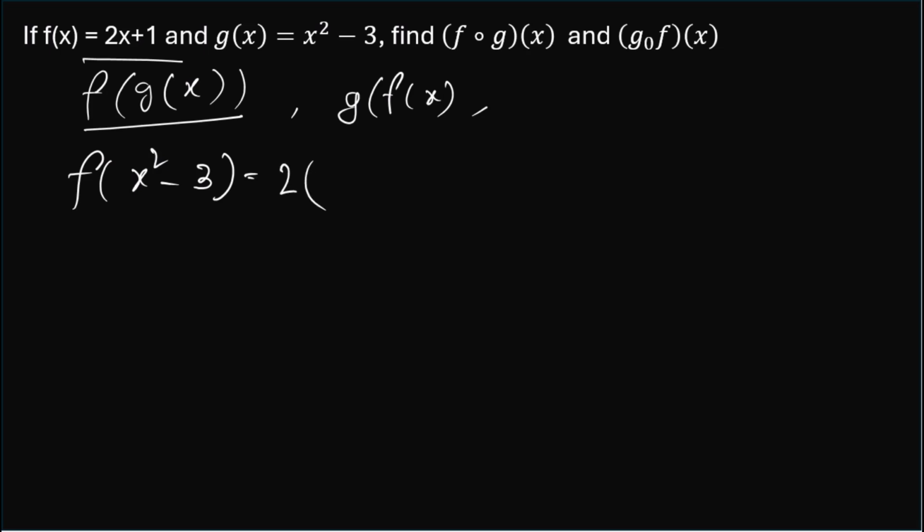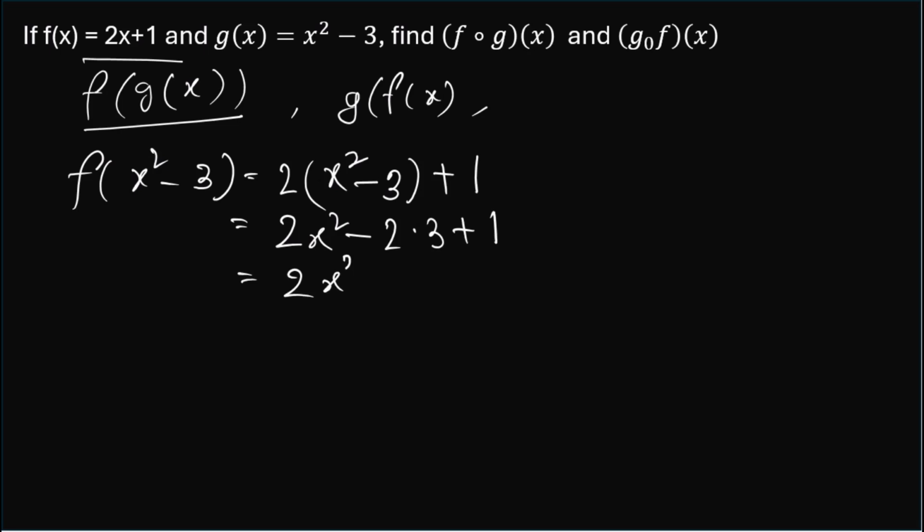So here 2 times x power 2 minus 3, plus 1. So now we will get 2x power 2 minus 2 times 3 plus 1. So 2x power 2 minus 3 times 2 equals 6, plus 1. So here negative 6 and positive 1, so we will get minus 5. And the second one will be gof of x.